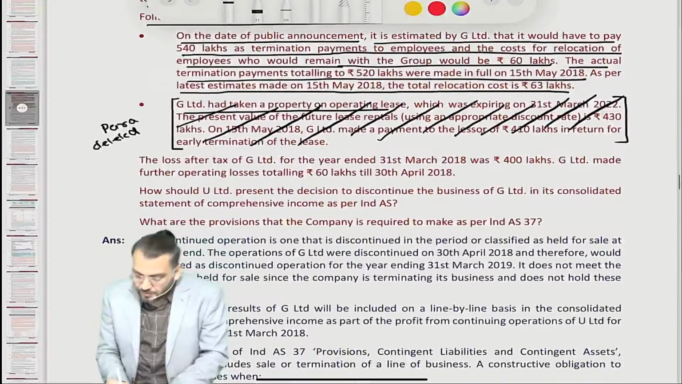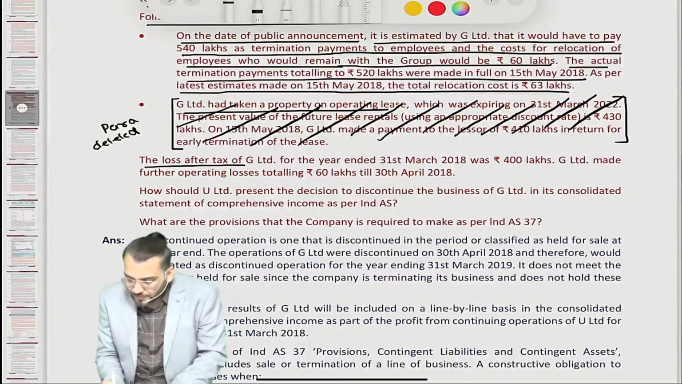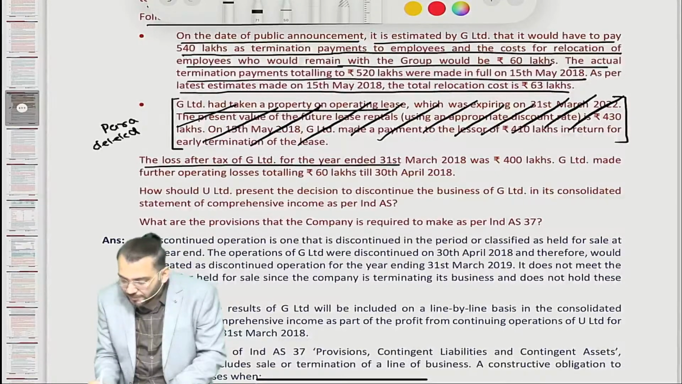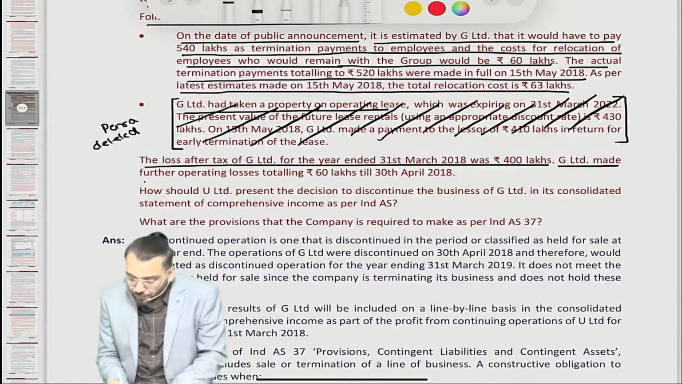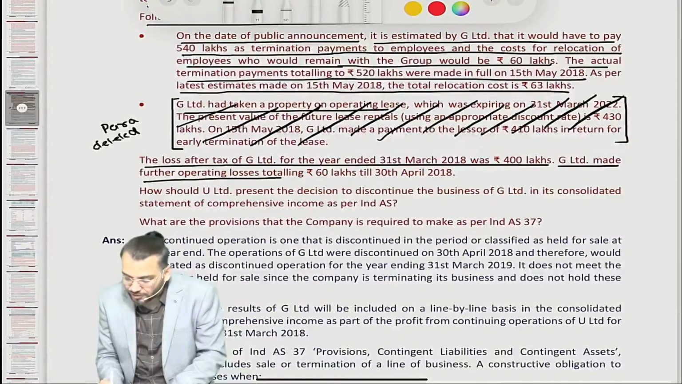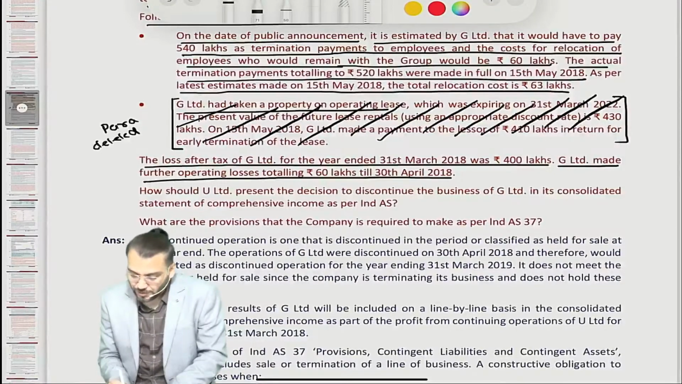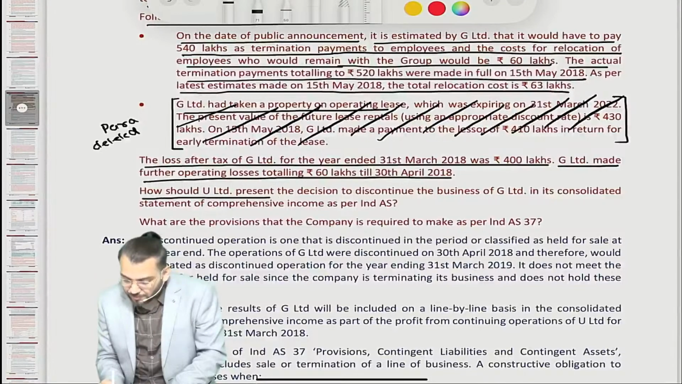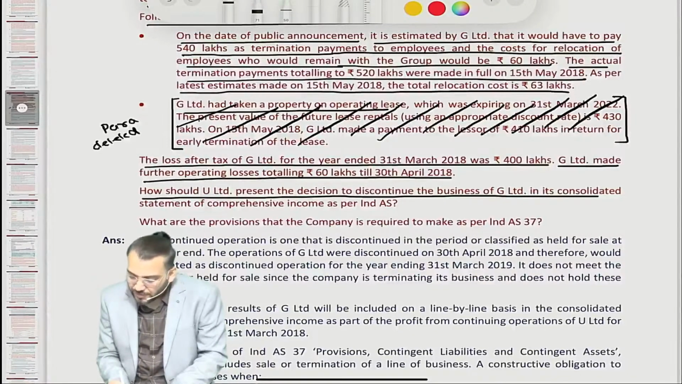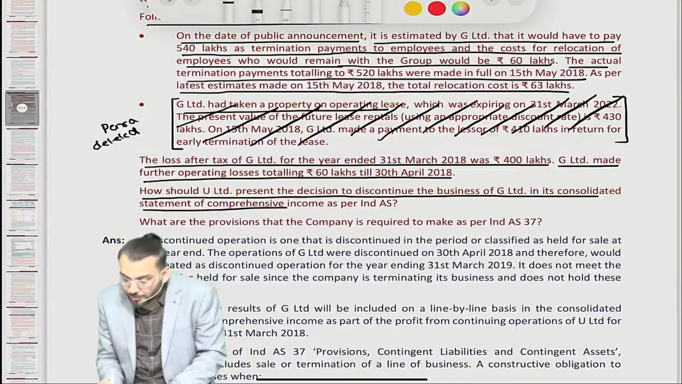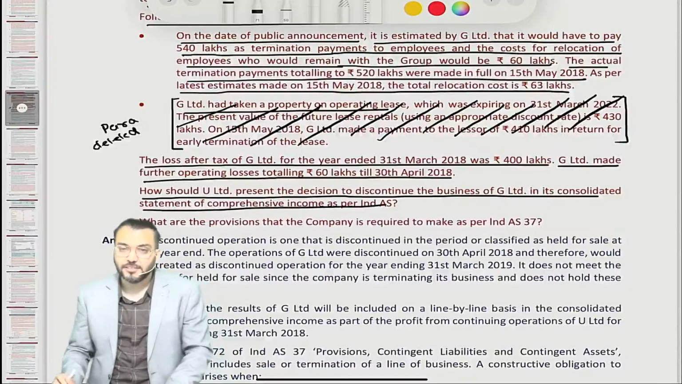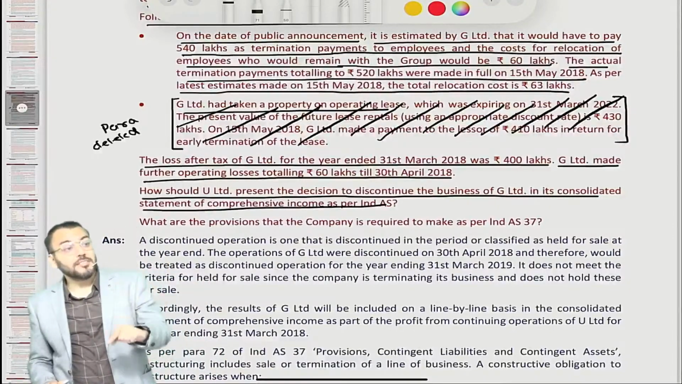Correct. The loss after tax of G Limited for the year ended 31st March 2018 was 400 lakh. G Limited made a further operating losses totaling rupees 60 lakh till 30th April 2018. How would U Limited present a decision to discontinue the business of G Limited in CFS in consolidated statement of comprehensive income as per India's statement of comprehensive income?